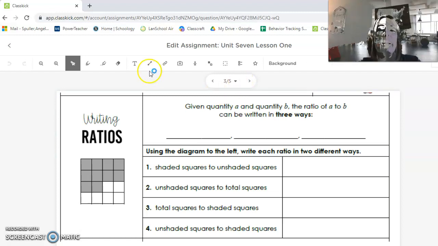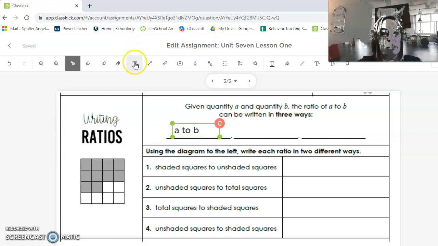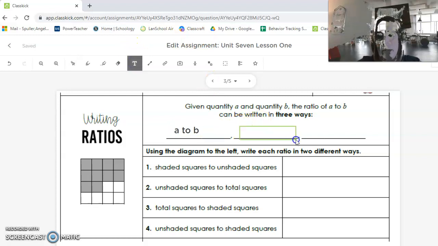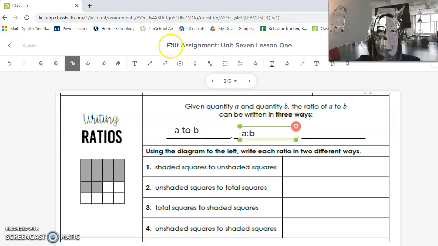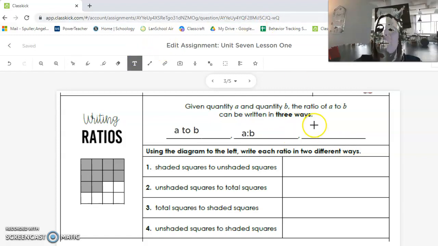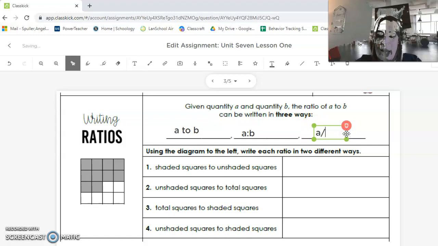When we're writing ratios, we can write them a couple different ways. We can write A to B, we can say A to B, and we can also write it like a fraction, A over B. Now, using the diagram on our left side, we're going to write a ratio in 2 different ways.